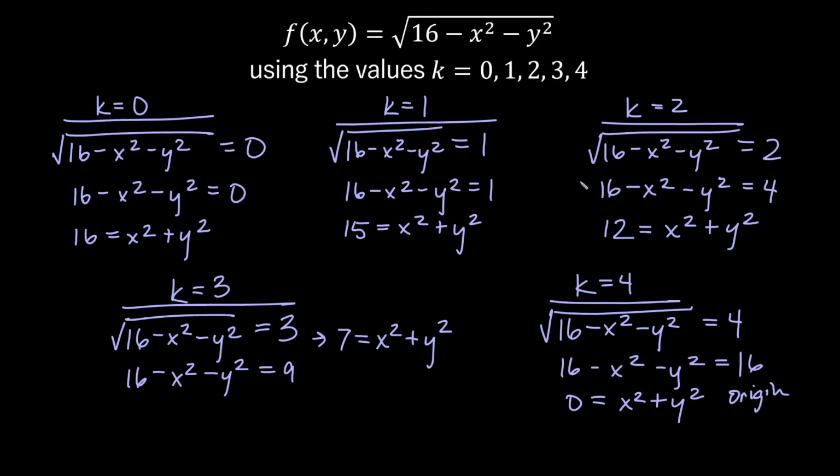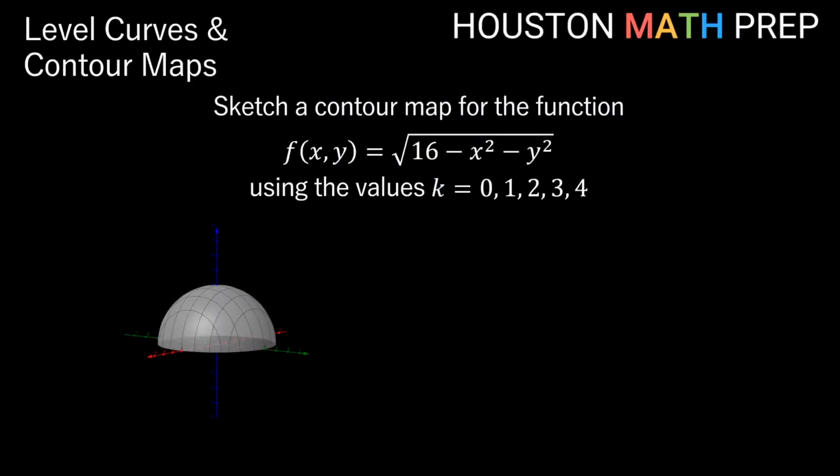So we have circles getting smaller and smaller until we hit k equals 4, and then we just get a point. So let's take a look at what's really going on with our surface and what the level curves are really showing us here. Our function, f of x y equal to the square root of 16 minus x squared minus y squared, this is actually the graph of that function. It's an upper hemisphere. It has radius 4, centered at the origin.